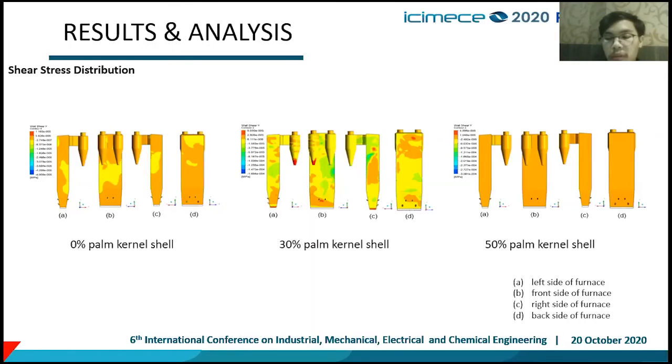At 40 and 45% of the biomass, same as the velocity distribution result, the maximum stress is shifted to the furnace wall area, so that there is potential for erosion. And to prevent erosion of the furnace, using a large percentage of biomass is not recommended.